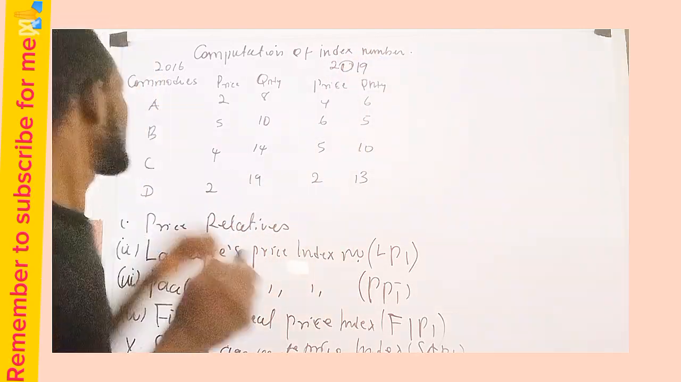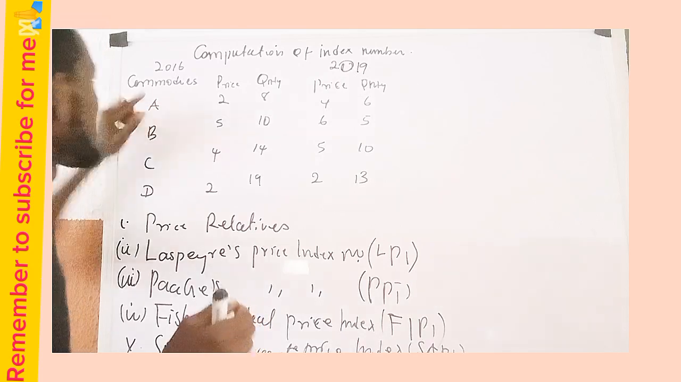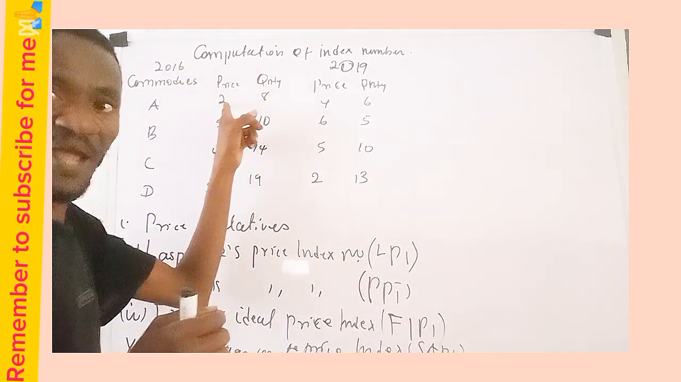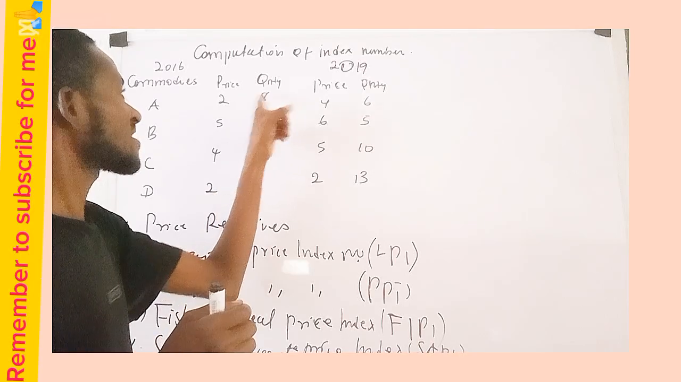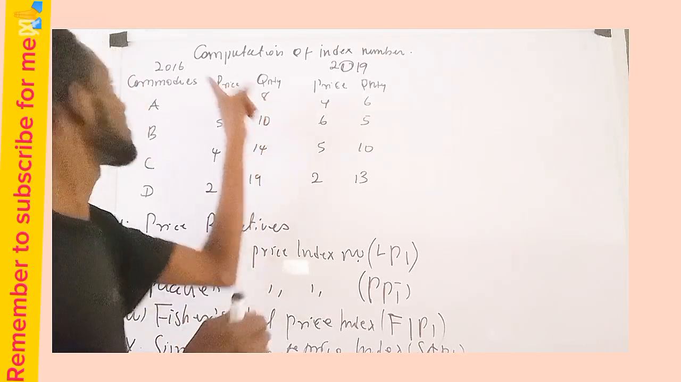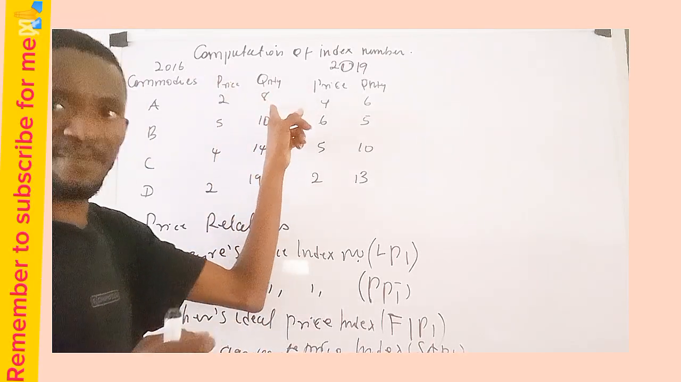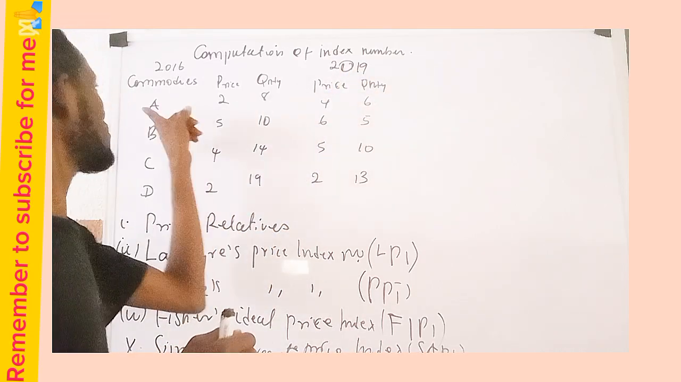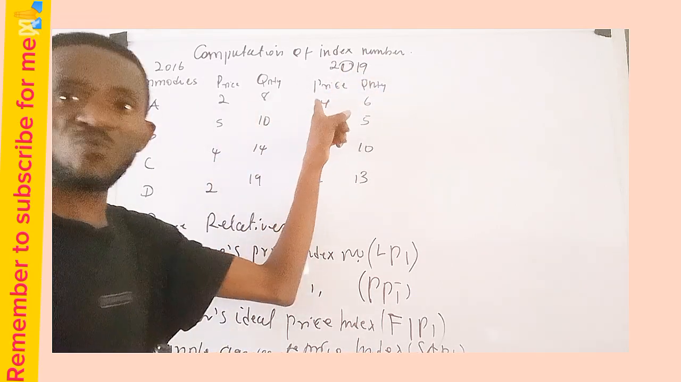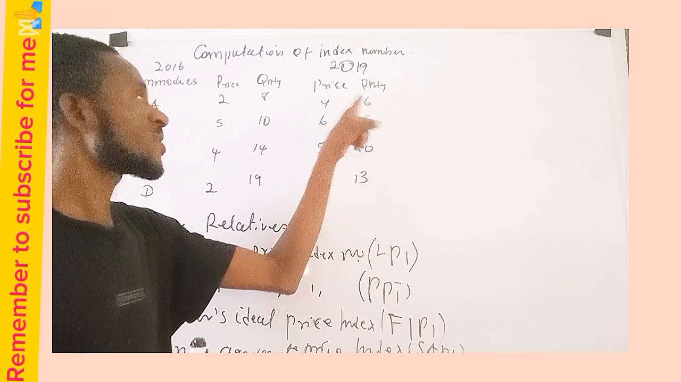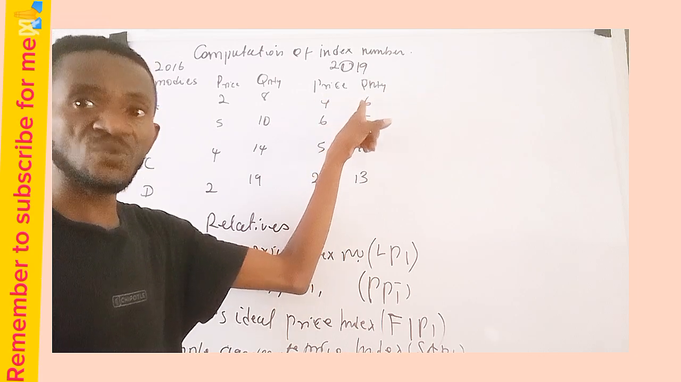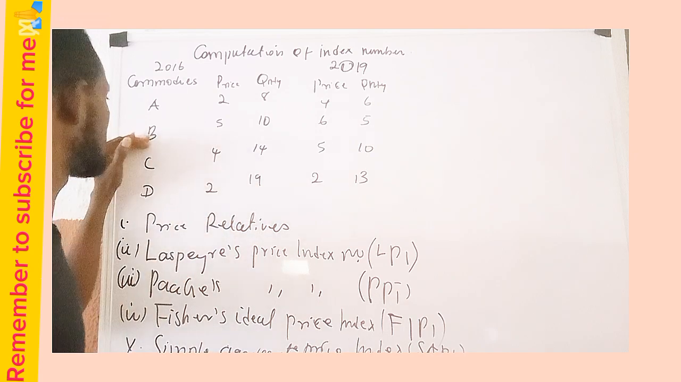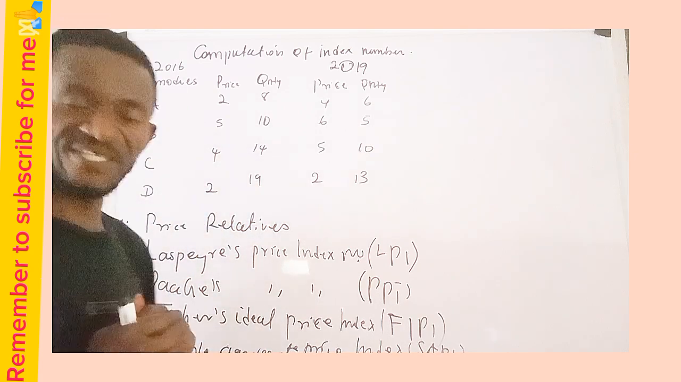Here, the price of commodity A in 2016 is 2 naira. The quantity that 2 naira could buy in 2016 is 8 of them. Now, in 2019, that same commodity A, the price has become 4 naira, and the quantity it could buy at that time is 6. The same thing applies to commodities B, C, and D.